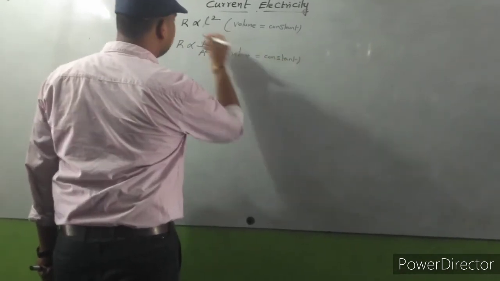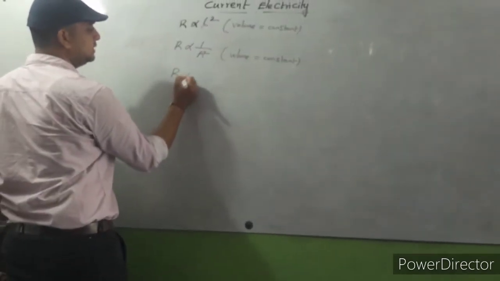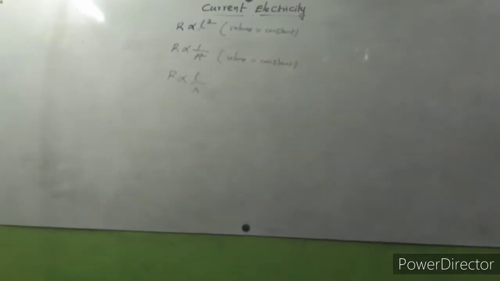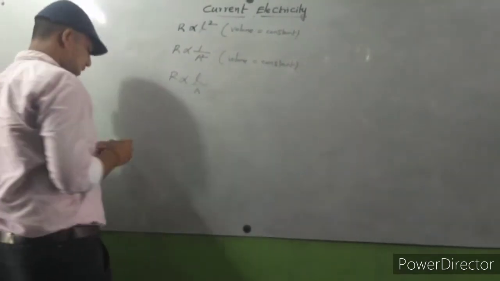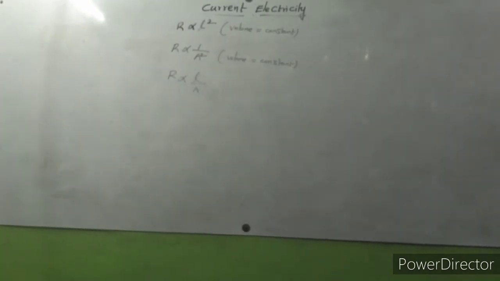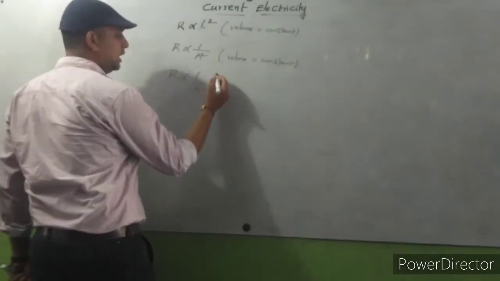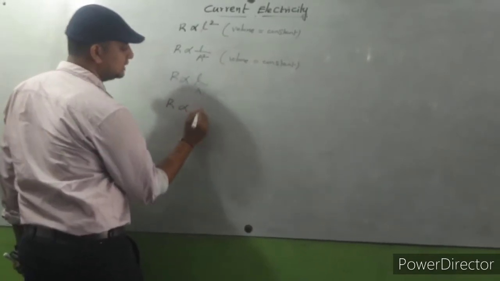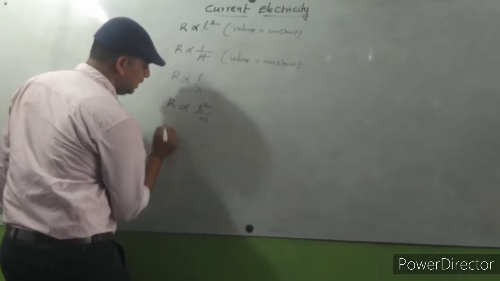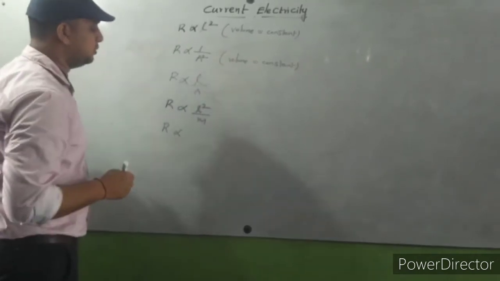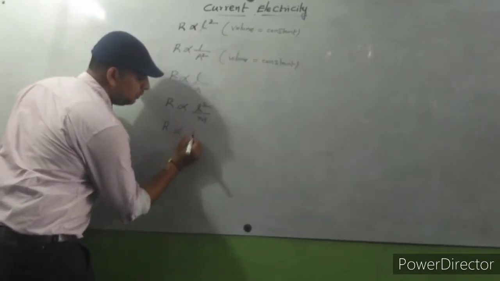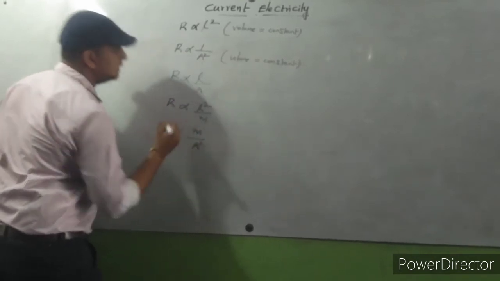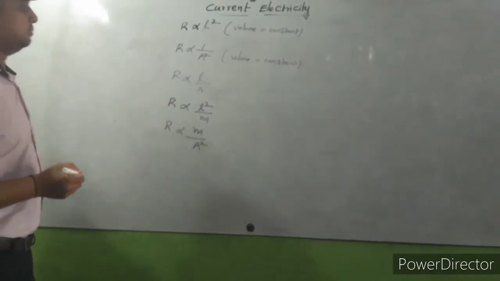If you write both values, length and area, resistance is directly proportional to L by A. So that is one thing to expect. Resistance is directly proportional to L by A, and resistance is directly proportional to L square by M. At the same time, resistance is directly proportional to M by A square.